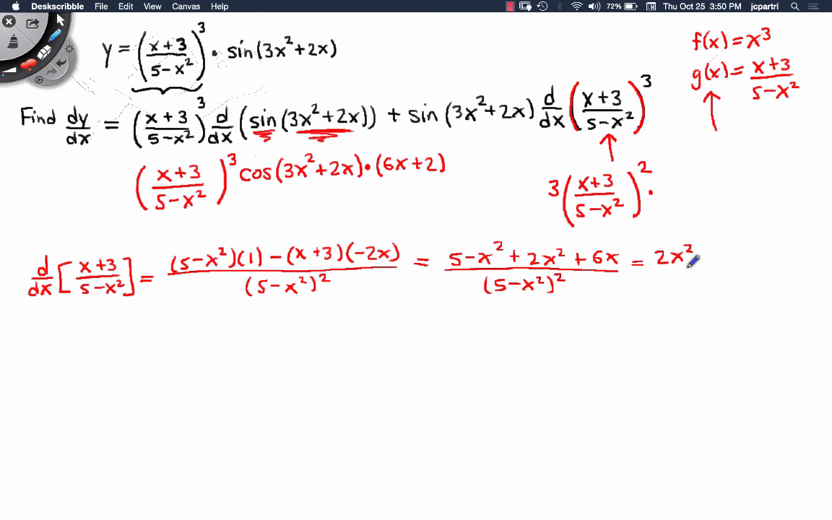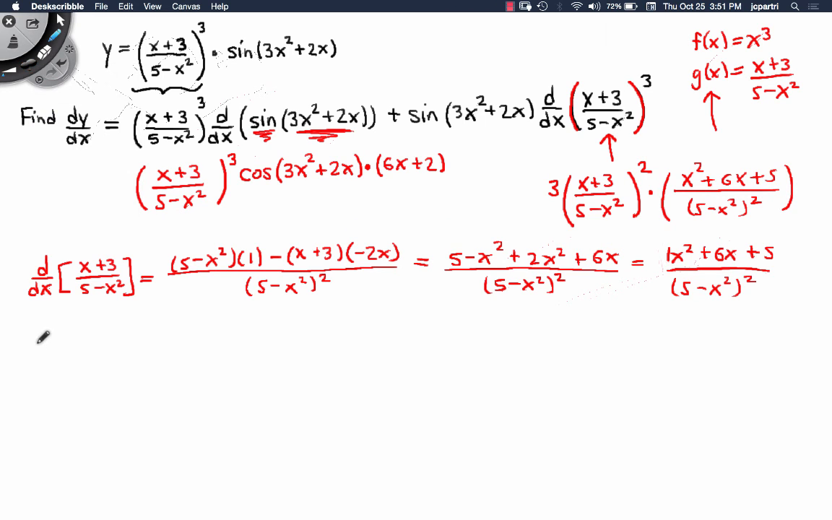But 2x squared minus x squared is 1, so that should be a 1x squared. So that's 1x squared plus 6x plus 5, all over 5 minus x squared, squared. And so that's the derivative of g. So this is times x squared plus 6x plus 5 all over 5 minus x squared, squared.